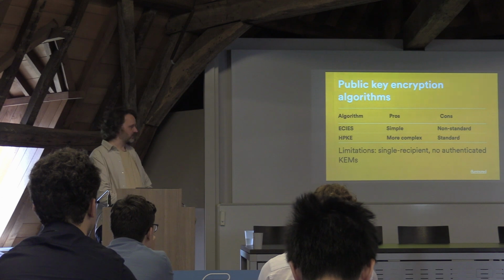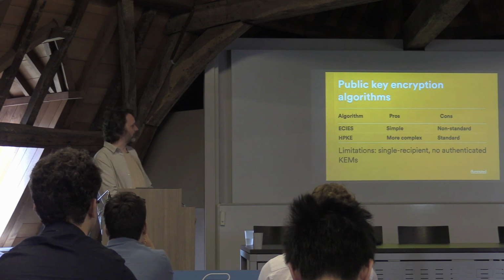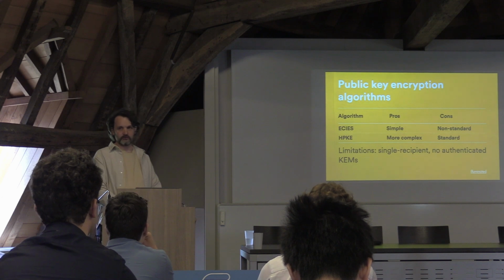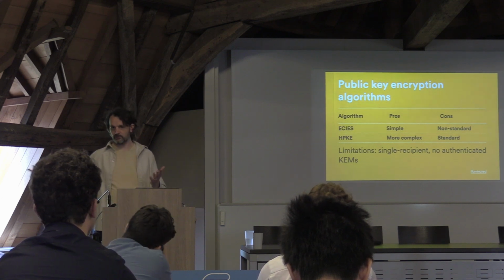So there are some limitations to this in Tink at the moment. Their public key encryption is single recipient at the moment. So you can encrypt a message to Bob, but if you want to send the same message to Bob and Charlie, you have to encrypt it twice at the moment.